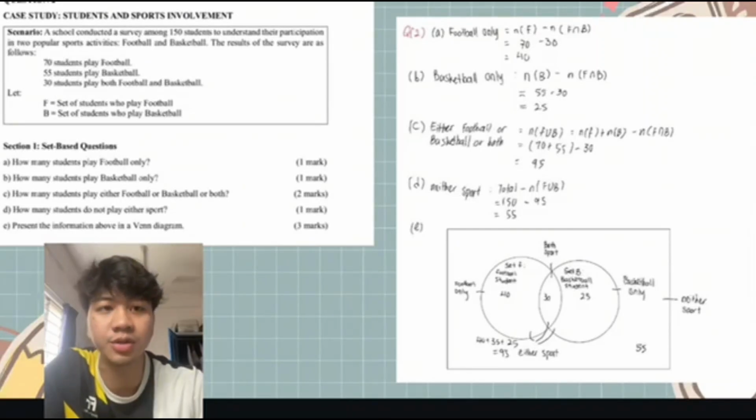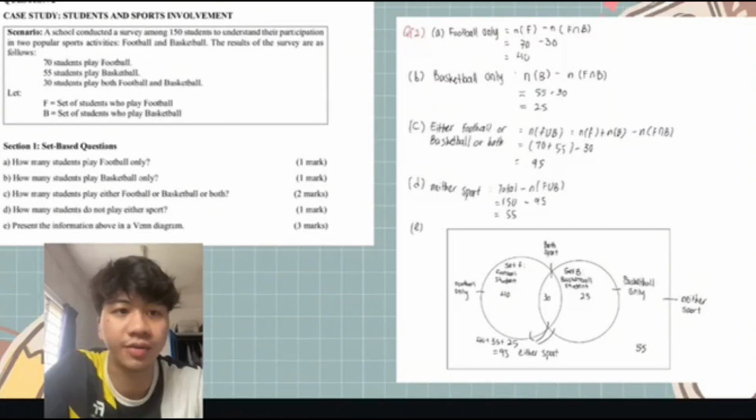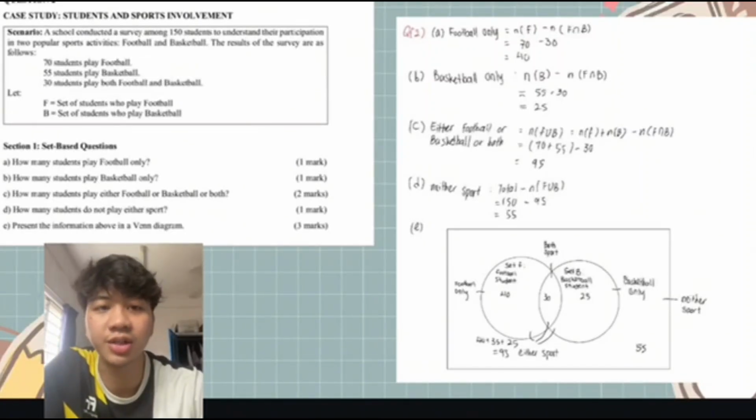However, for question C, how many students play either football or basketball or both? This represents the union of both sets, or F union B. We calculate this by adding the total number of both sports and subtracting the overlap, 70 plus 55 minus 30, which will give us 95 students. For question D, how many students do not play either sport? We take the grand total of 150 students and subtract the 95 students who play sports. This leaves us with 55 students who do not play either sport.